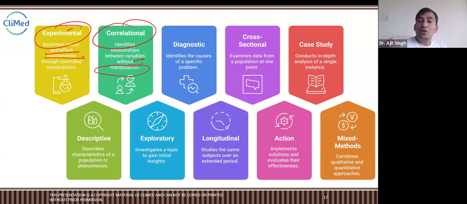They check the correlation, not the relationship here. Diagnostic means these are defined only for diagnostic purposes, like diagnosis of any disease, or diagnostic biomarkers, diagnostic tools, or diagnostic procedures. So the studies which are designed only for diagnosis are called diagnostic designs.